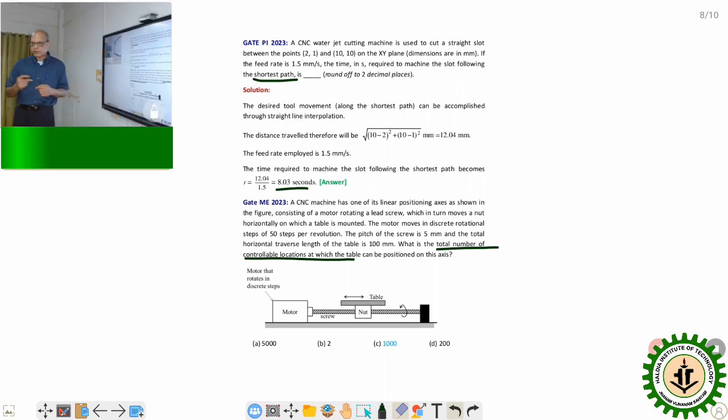What is the concept of resolution? For one pulse, what will be the minimum incremental movement? So we have to first find the resolution, the basic length unit. From the given data, we have identified NS equal to 50, pitch P equal to 5 millimeter, and total length of traverse 100 millimeter. So first we ought to calculate the basic length unit, using the same relationship P by NS into Rg. Now Rg equal to 1 because there is no gear system. So eventually BLU becomes 0.1 millimeter.